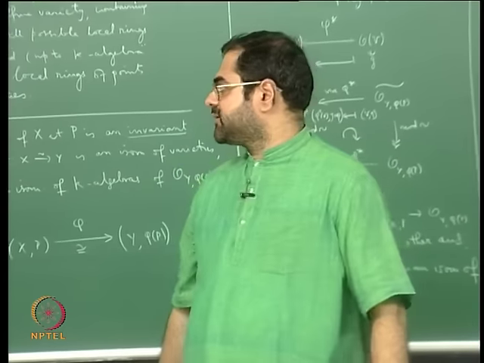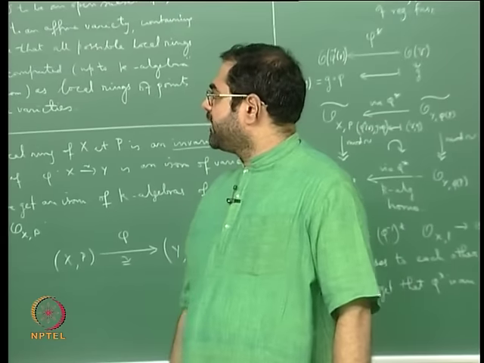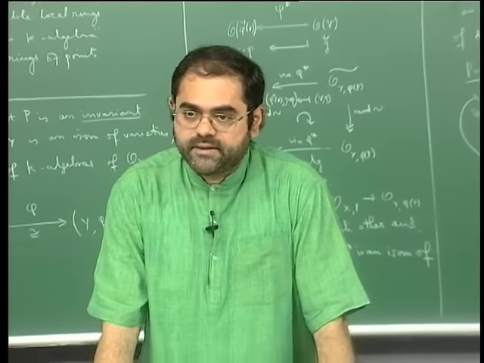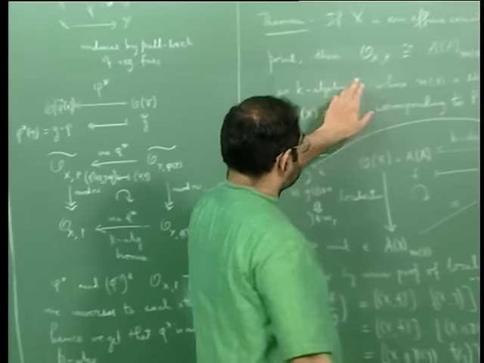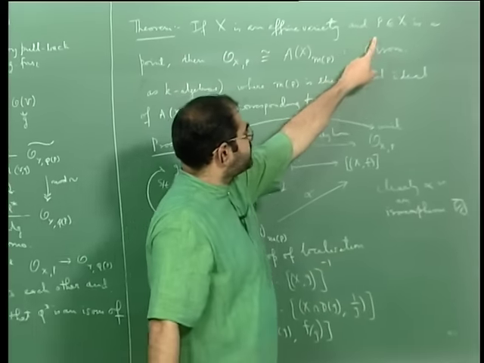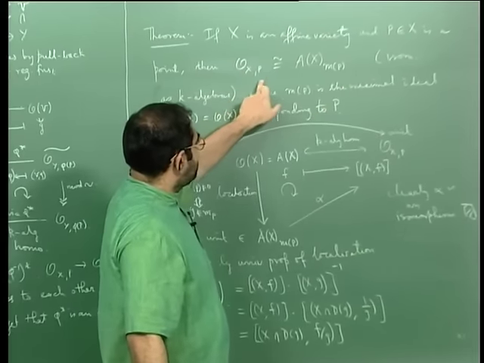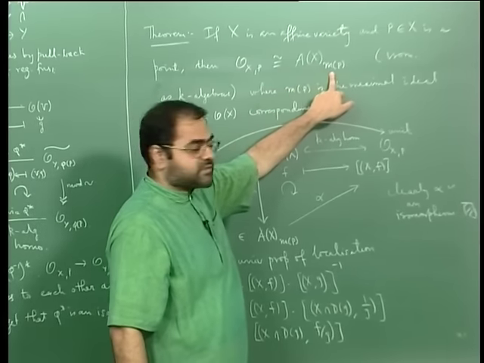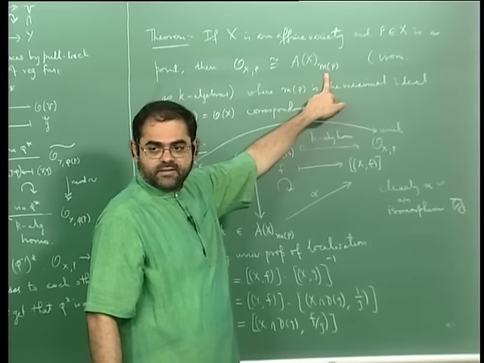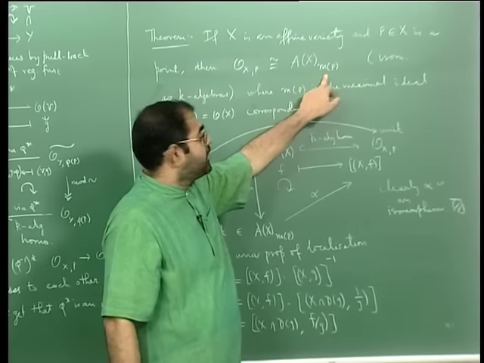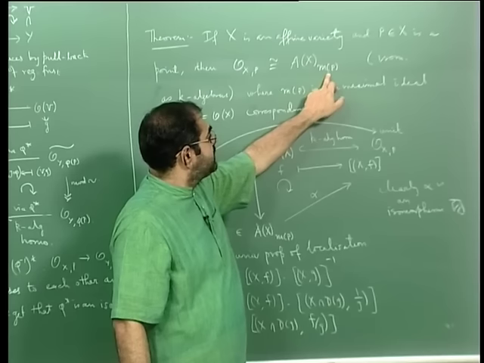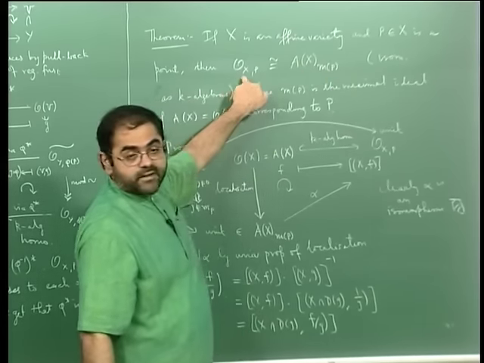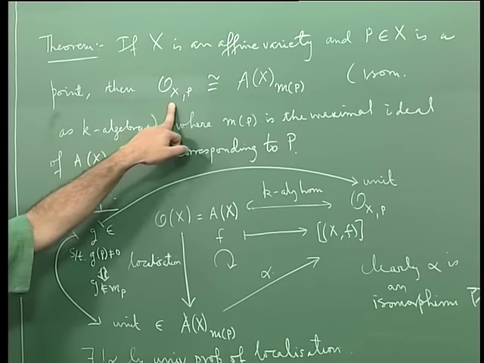What we saw in the previous lecture was how to calculate the local ring of an affine variety at a point. So the result was that if X is an affine variety and p is a point of X, then the local ring of X at p is given by taking the localization of the affine coordinate ring of X, A_X, at the maximal ideal m_p. You have to localize A_X with respect to m_p, and the local ring that you get can be identified canonically with the local ring of X at p.